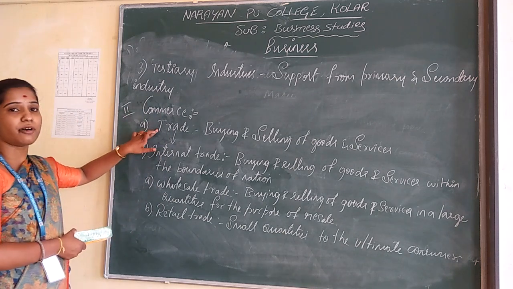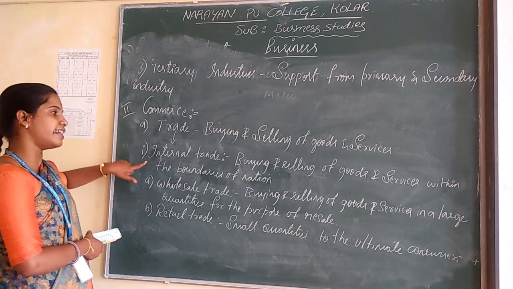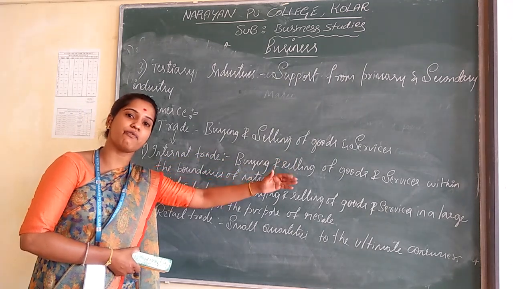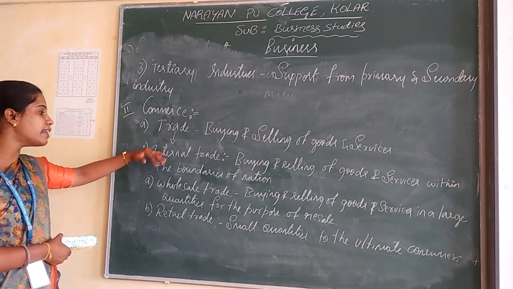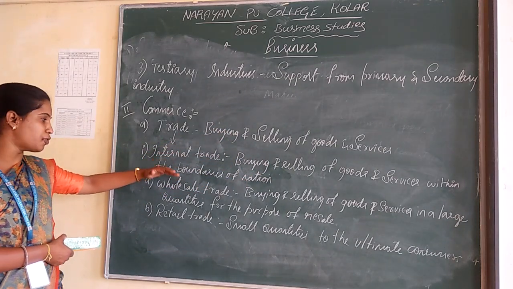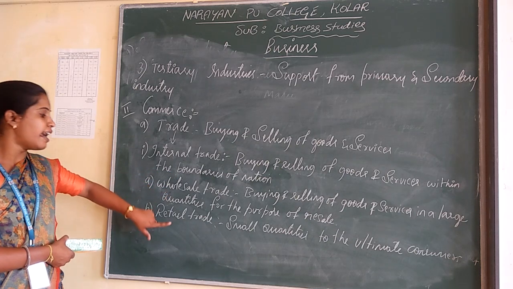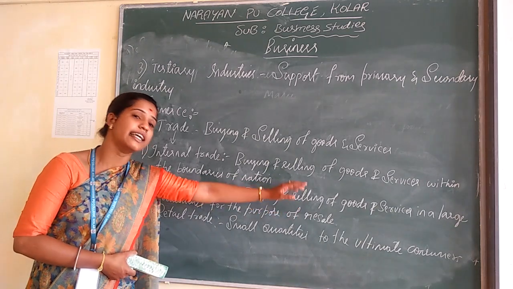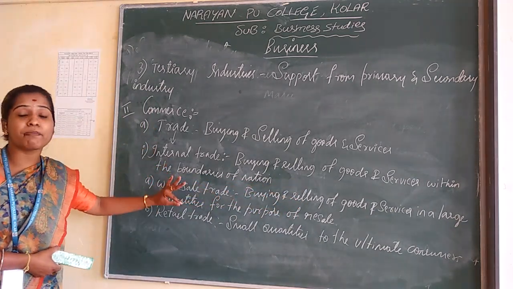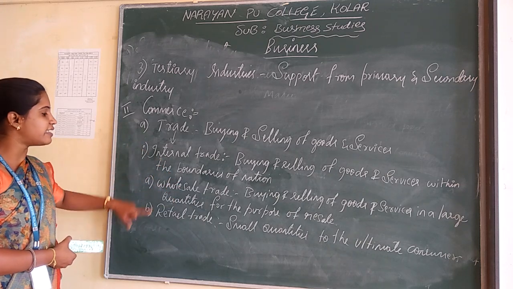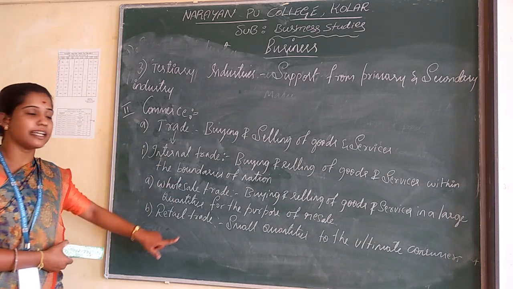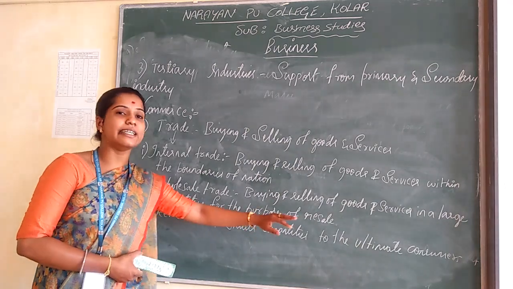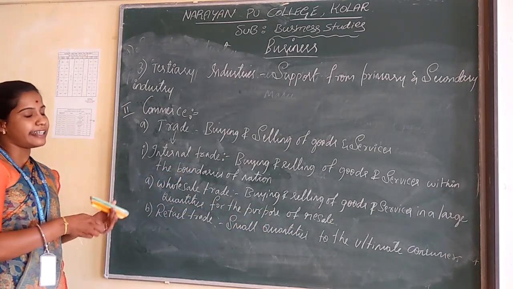So the trade can be broadly classified into two types. The first one is internal trade. Internal trade means buying and selling of goods and services within the boundaries of a nation. And the internal trade can be classified into two types: wholesale trade and retail trade. So the wholesale trade means buying and selling of goods and services in a large quantities for the purpose of resale. And the next one is retail trade. So the retail trade means buying and selling of goods and services in a small quantities to the ultimate consumers is known as retail trade.